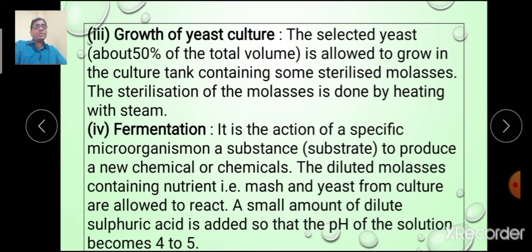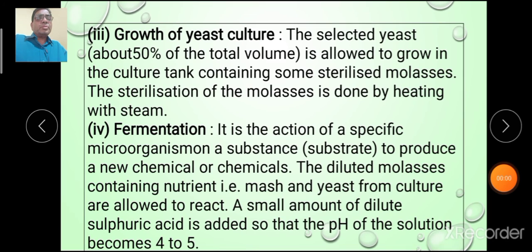The action of specific microorganisms on a substrate to produce a new chemical or chemicals is called fermentation. The diluted molasses containing balanced nutrition, that is the mash, and yeast from the culture tank are allowed to react. A small amount of dilute sulfuric acid is added to maintain the acidic medium.